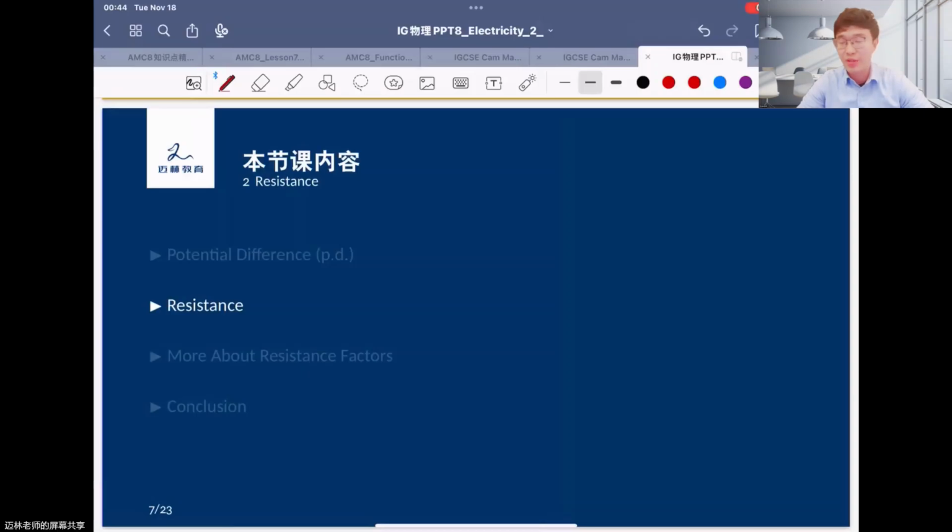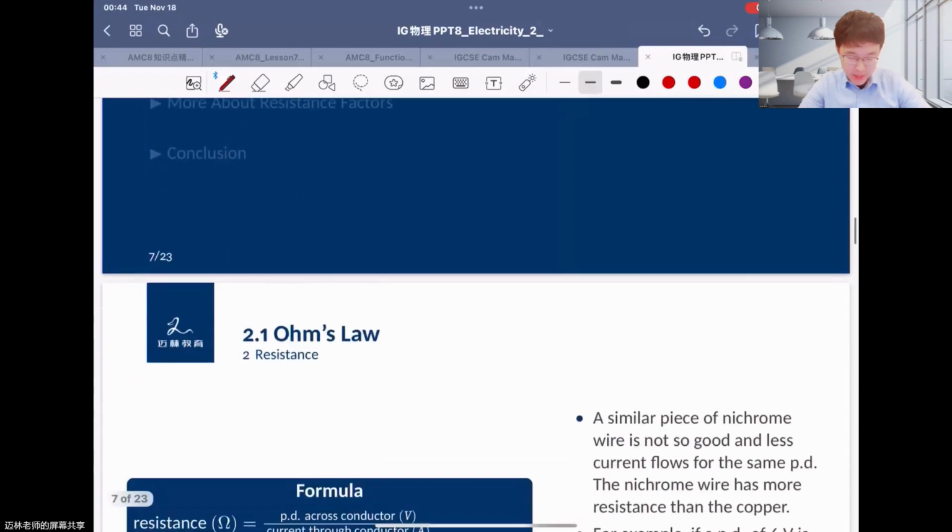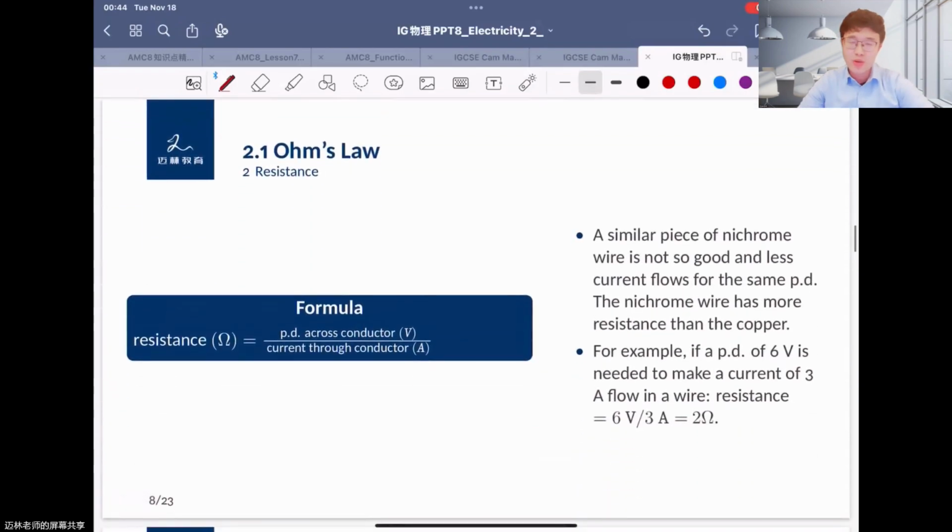Okay, hello everyone. So today our topic is about resistance and about Ohm's law. Let's move to the first slide, and here is about Ohm's law. So what is Ohm's law?